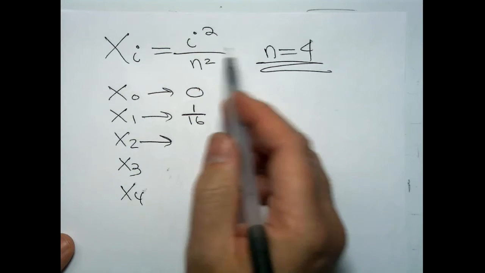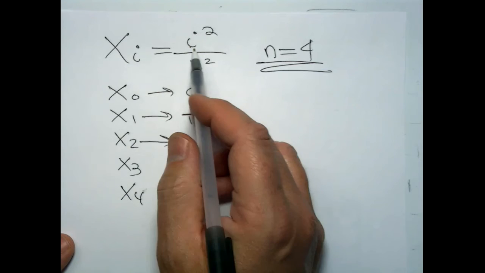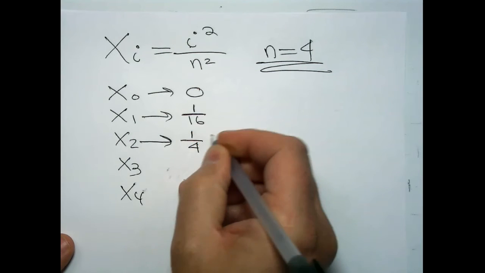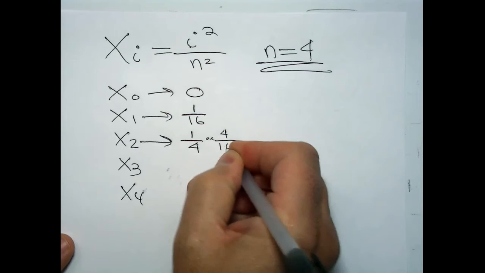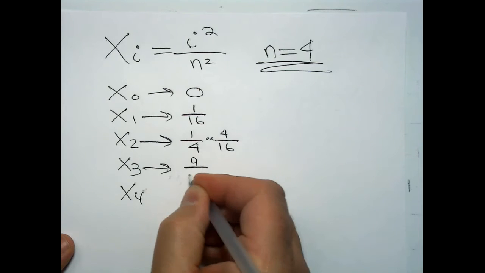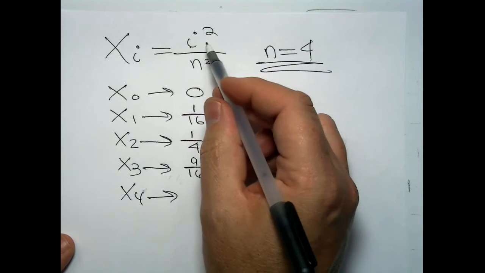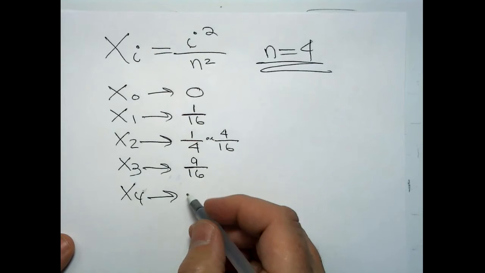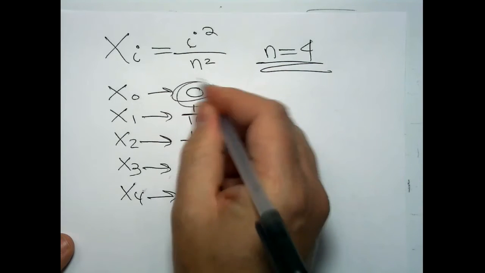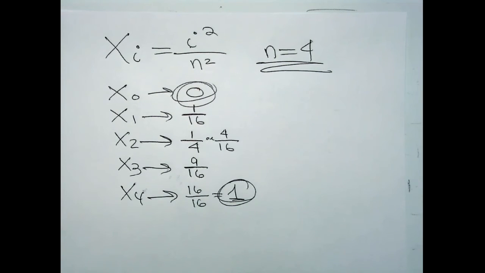Let's see. x2 would be 4 over 16. x3 would be 9 over 16. x4 would be 4 squared, or 16 over 16. So, you know what? I'm still going from 0 to 1, so I didn't really violate the fact that we start at 0, we end at 1. That still worked.